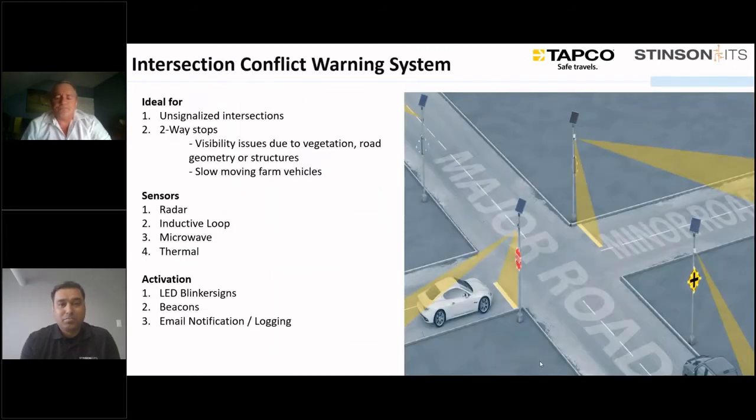Thank you, Michael. So the first intelligent warning system we are covering is the intersection conflict warning system. It's a very simple system. It detects vehicles using a sensor such as a radar or an inductive loop, usually on a minor road, and then warns drivers of vehicles on the major road using flashing beacons or LED signs. It is ideal for use at unsignalized intersections or two-way stop intersections, especially when there are visibility issues.